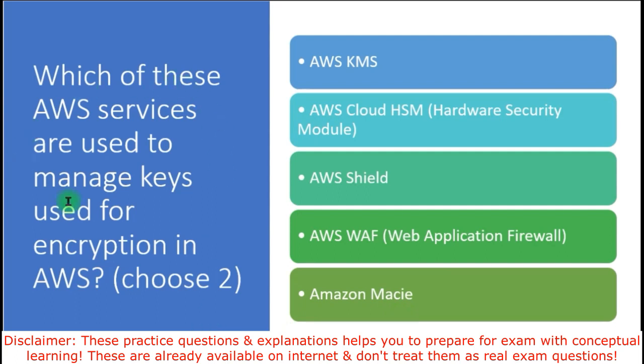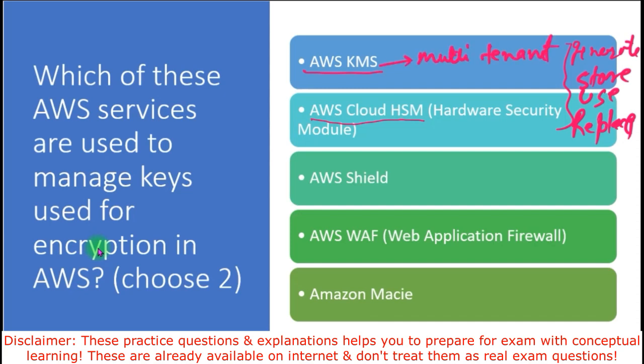As you know, we are looking for the services which manage keys. So we have two services here, that is AWS KMS and AWS CloudHSM. What is the difference here? Both services are used to generate, store, use, or we can say replace keys in our AWS. The only difference is that one is multi-tenant and the other is dedicated single tenant.